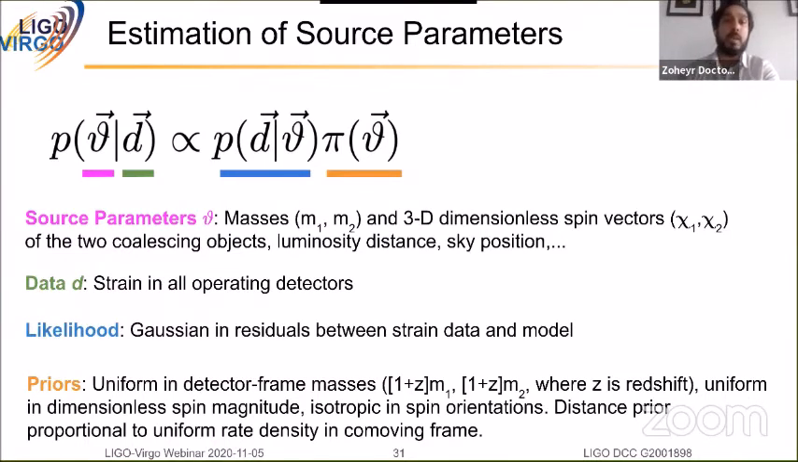The one place where we make a slight change to our prior compared to our previous publications is in the distance. Before we used a luminosity distance squared prior, and now we want a prior that has a constant rate in the co-moving frame. So that's one change from our previous publications. All right, next slide, please.